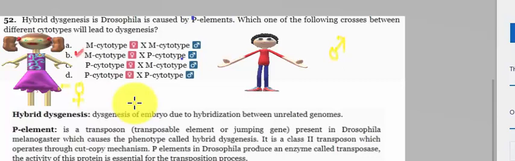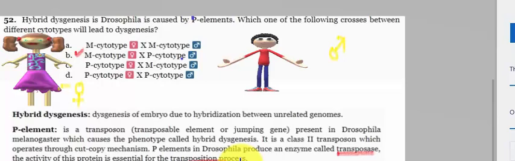So it is a type of transposon. It is generally a class 2 transposon which operates through a cut and paste mechanism, and the P elements in Drosophila produce an enzyme called transposase. The activity of this protein is essential for the transposition process. As I shared, the function of the P element is that it is a jumping gene. It can transpose from one location to another.